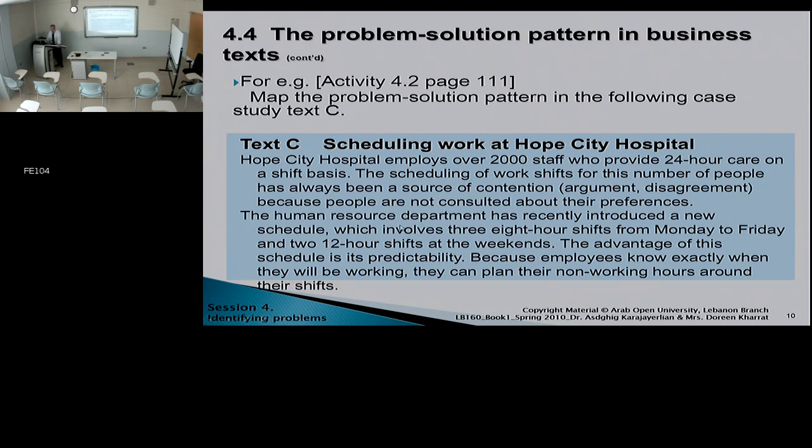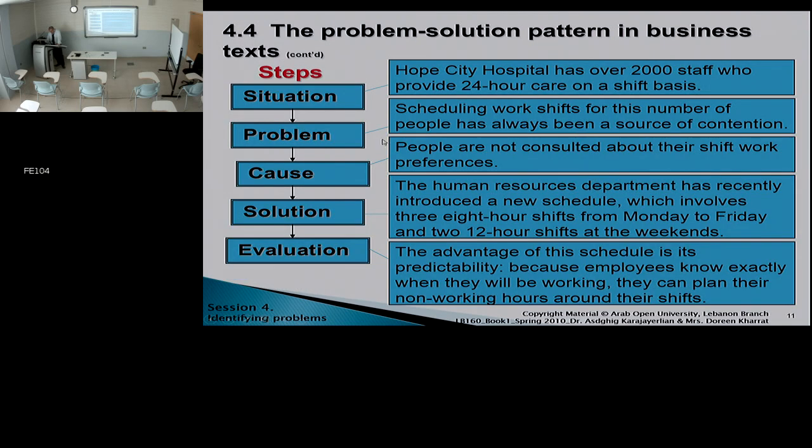Here, we have also keywords like because. Because is another keyword that tells me what comes is a cause. So now let's look at the answer here. The situation, Hope City Hospital. You need to write the answer in full, because some students will write HCH. No. You must write Hope City, full sentences, because we have full WH questions.